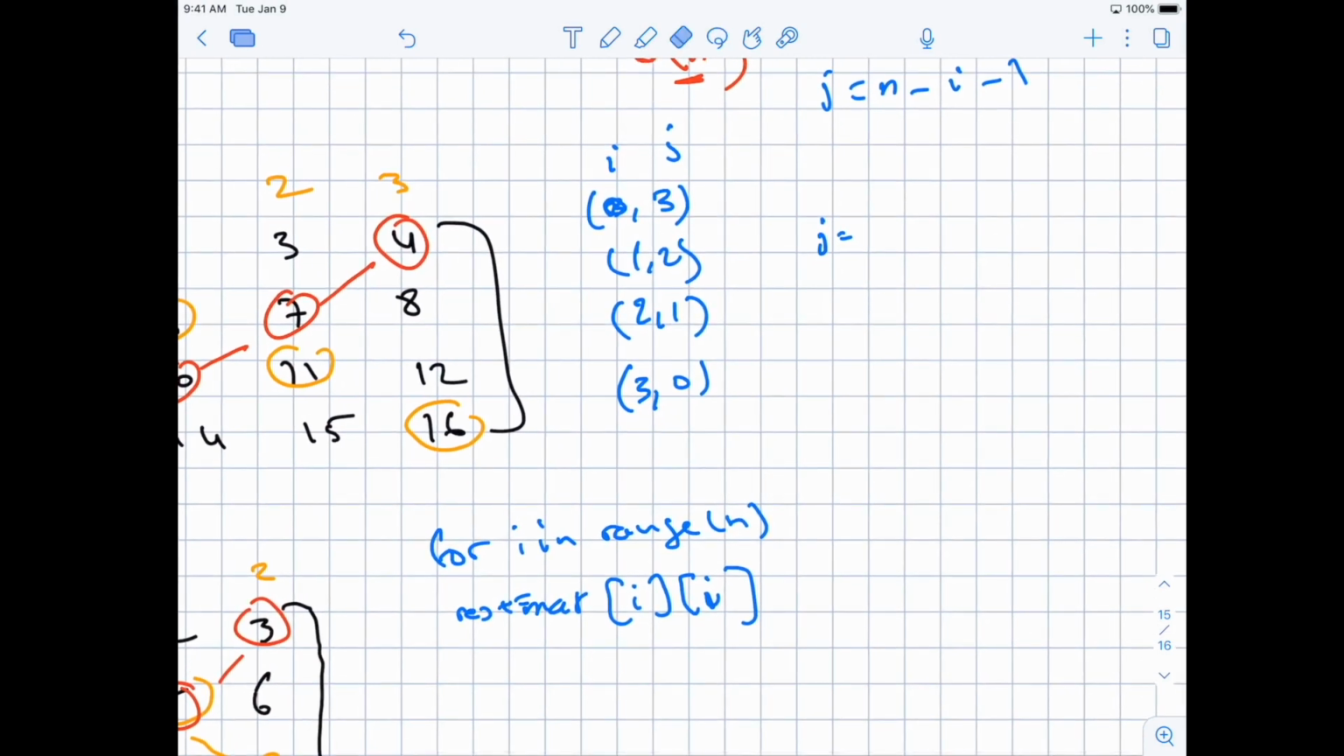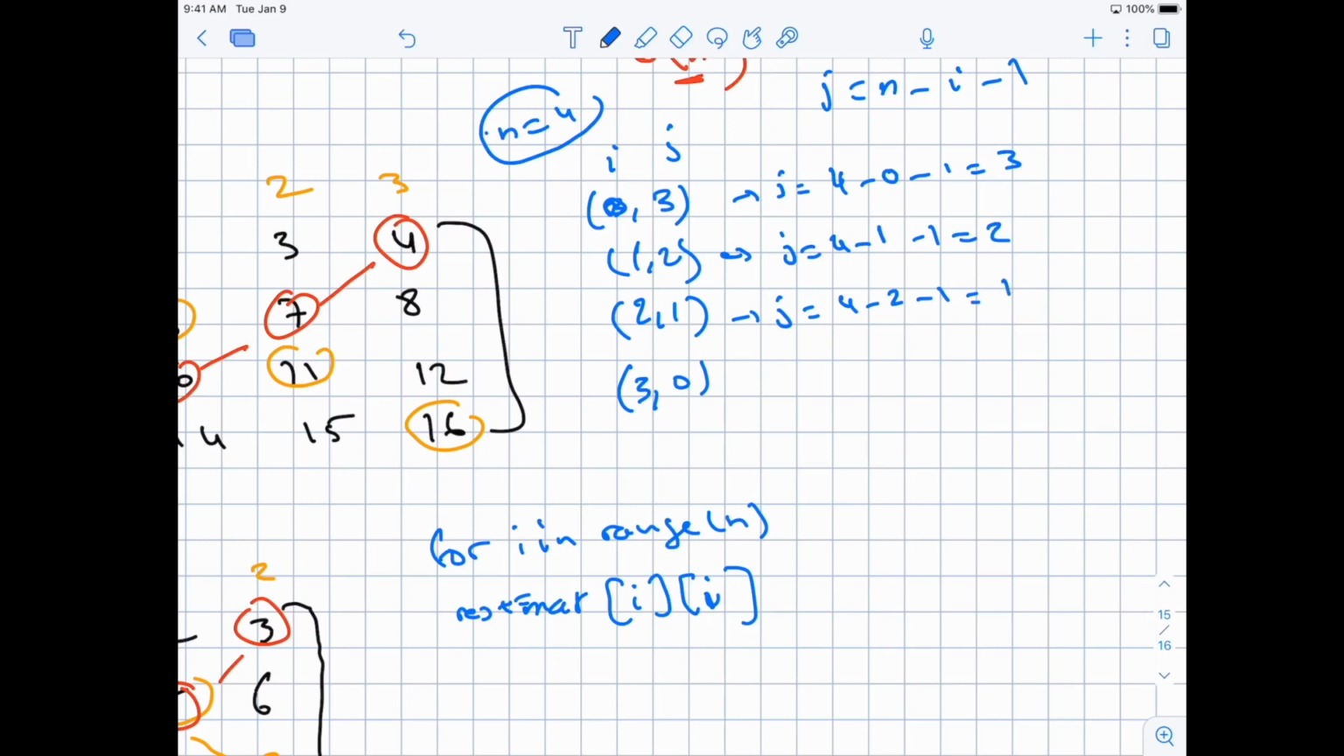So for the first one, J here should be equal to, n is equal to 4 in this case, right? So it's going to be 4 minus I, which is 0, minus 1, which is 3, and that's the case. And then here, this is going to be 4 minus I, which is 1, minus 1, which is 2. And then here, J is going to be 4 minus 2 minus 1, which is 1, which is valid. And then here, J is going to be 4 minus 3 minus 1, which is 0, which is valid. So you can see it does work with these values.